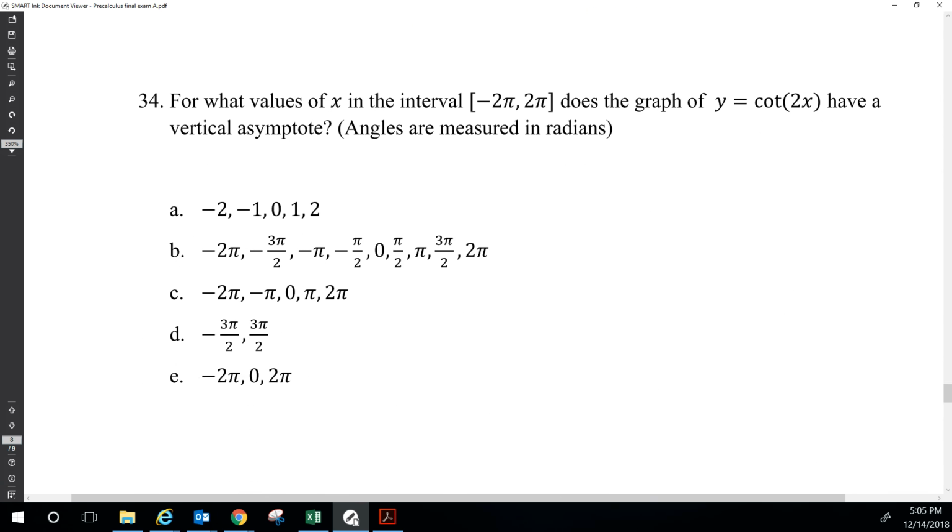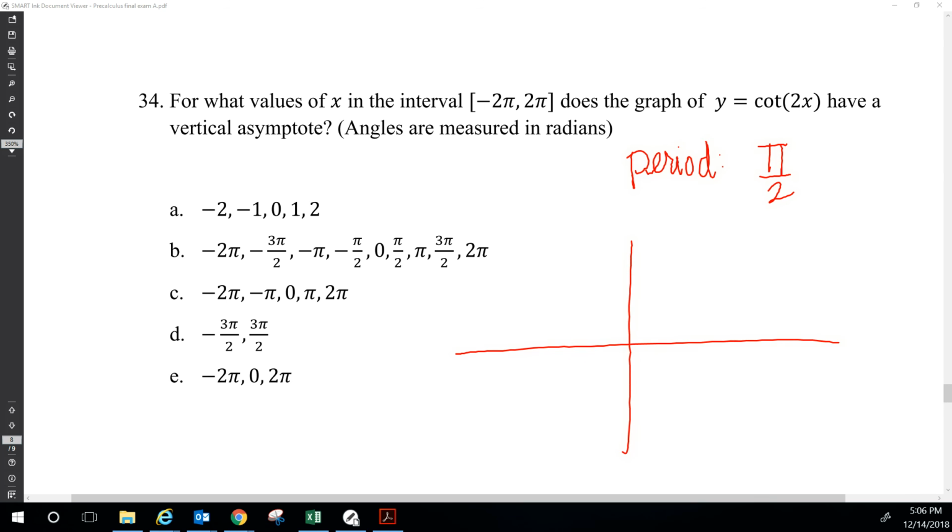All right, last one, 34. For what values of x in the interval negative 2 pi and pi does the graph of y equals cotangent 2x have a vertical asymptote? So our typical period for cotangent would be pi, but we're taking this period and dividing it by 2. So typically, for cotangent, we have our asymptotes at 0 and pi. But we're taking that period and cutting it in half, and so we're going to have a period of pi over 2. But they didn't ask me where the first two are.